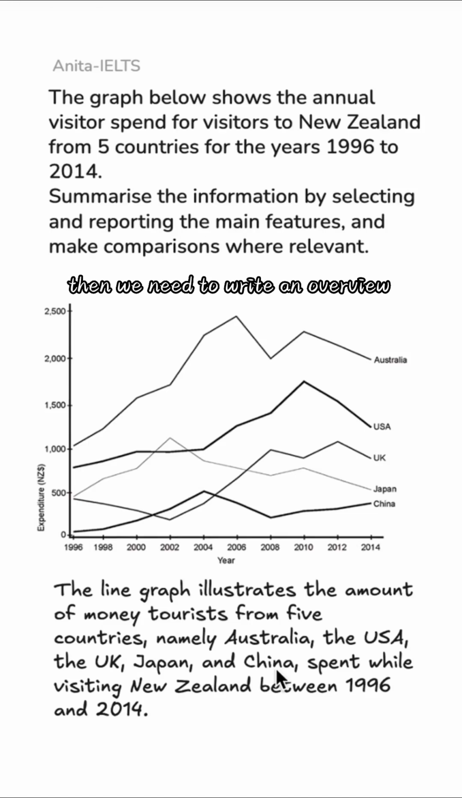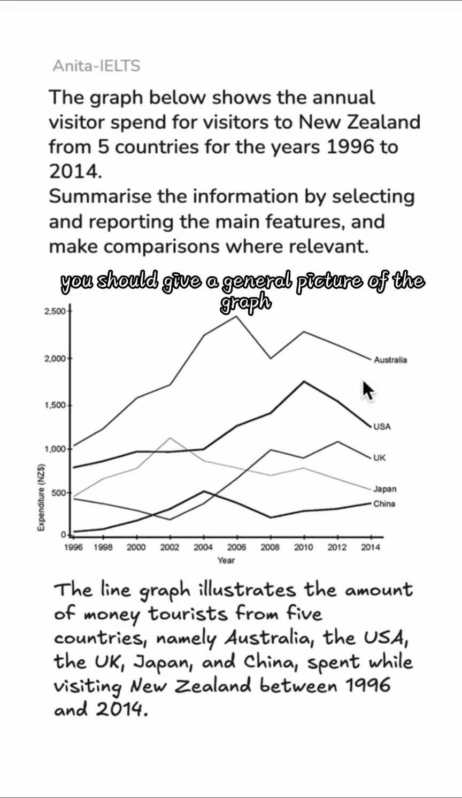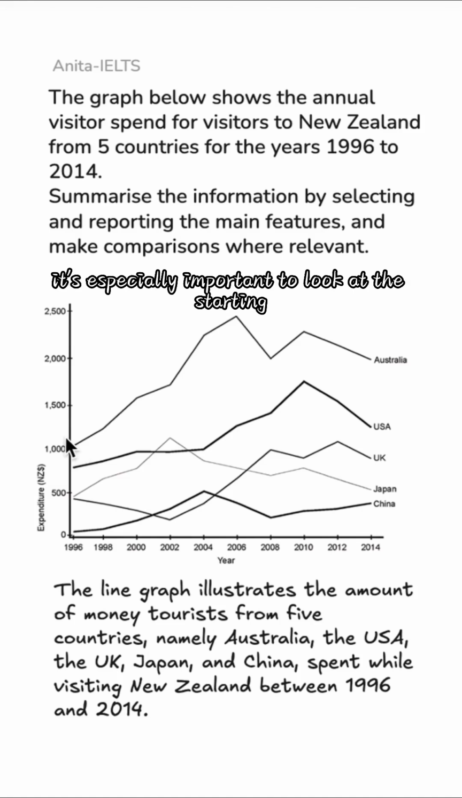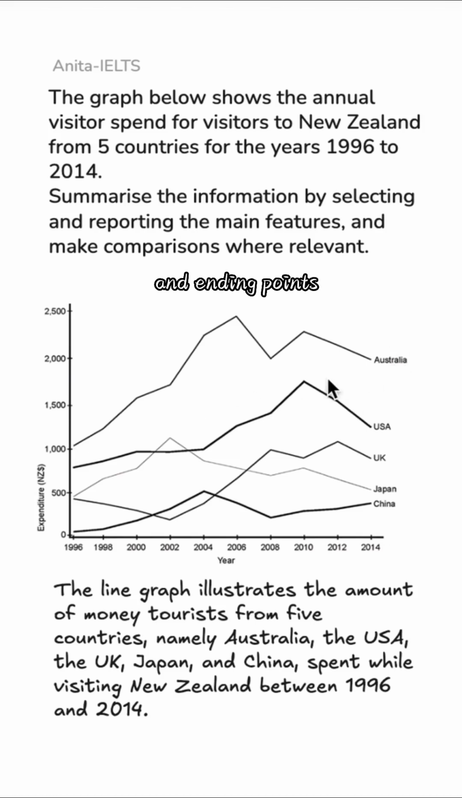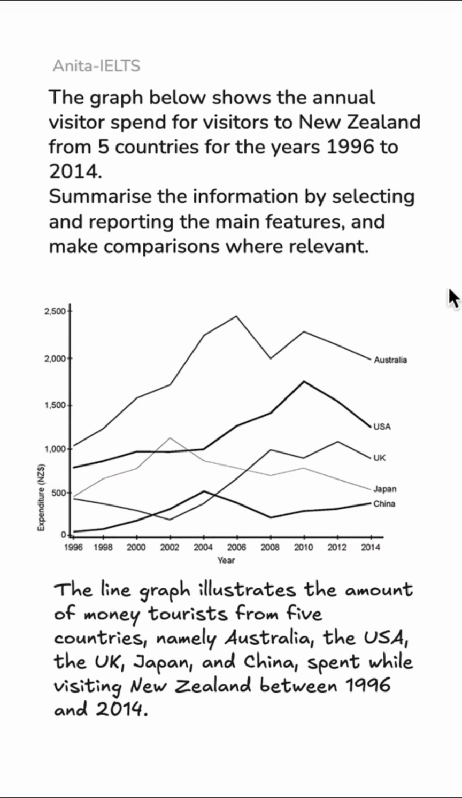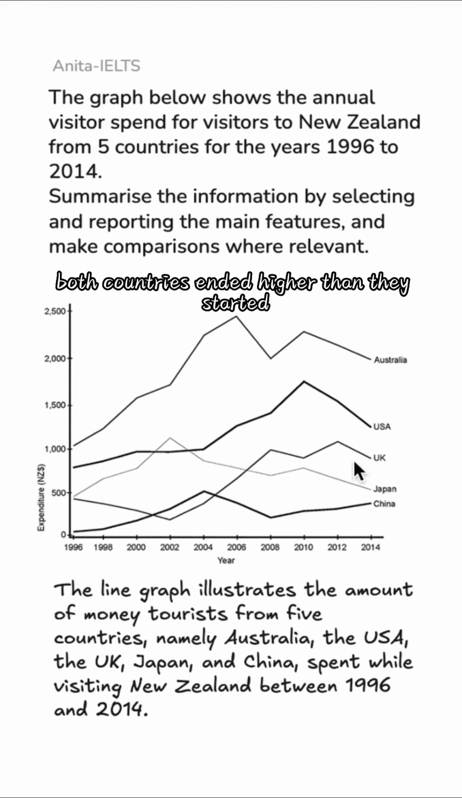Then, we need to write an overview. In this part, you should give a general picture of the graph, not including detailed data. For line graphs, it's especially important to look at the starting and ending points. At the start, 1996, Australia clearly ranked first at just over 1,000 NZ dollars, while China was the lowest, almost none. By 2014, Australia still ranked first, and China remained the lowest. Both countries ended higher than they started.